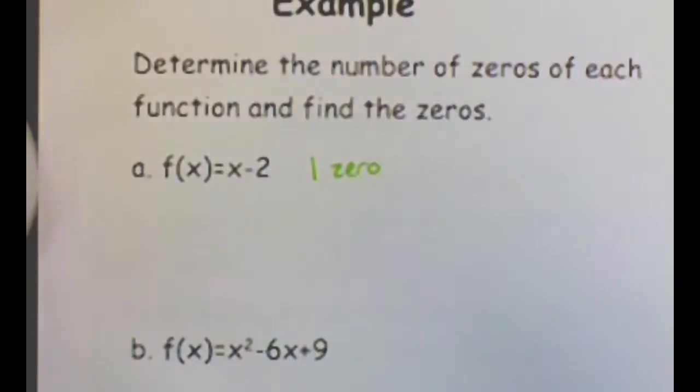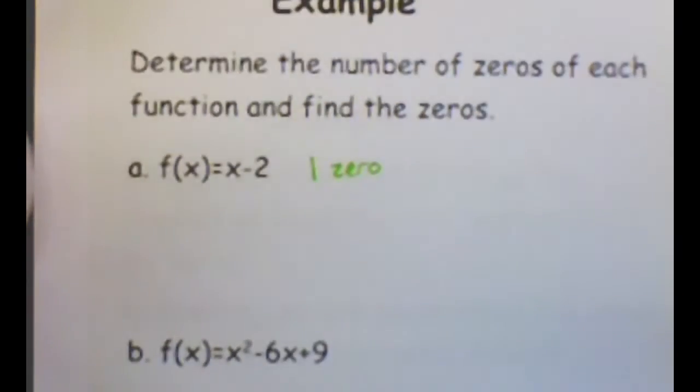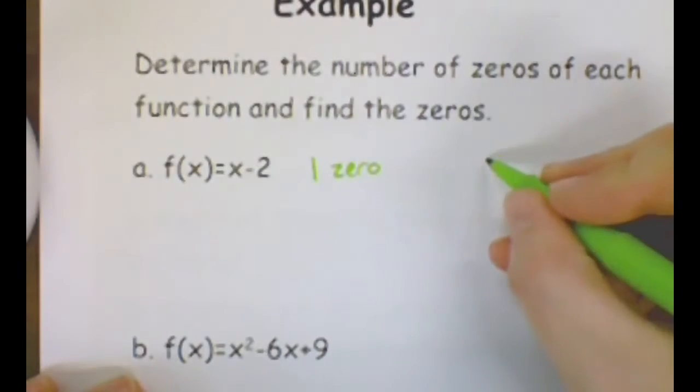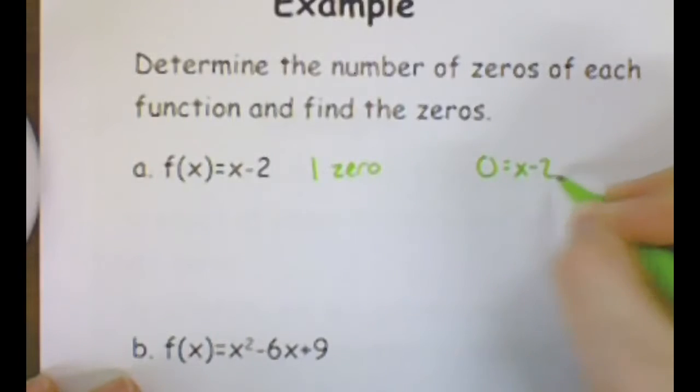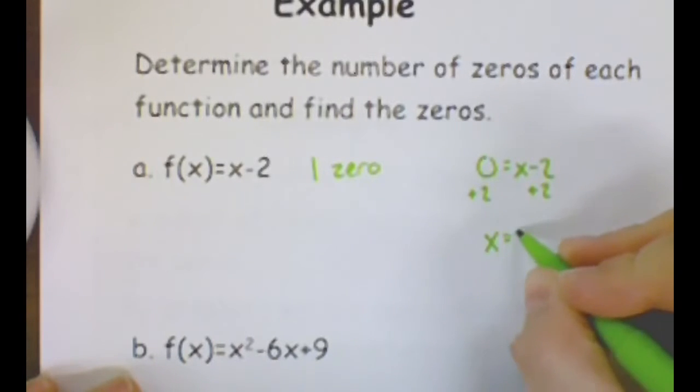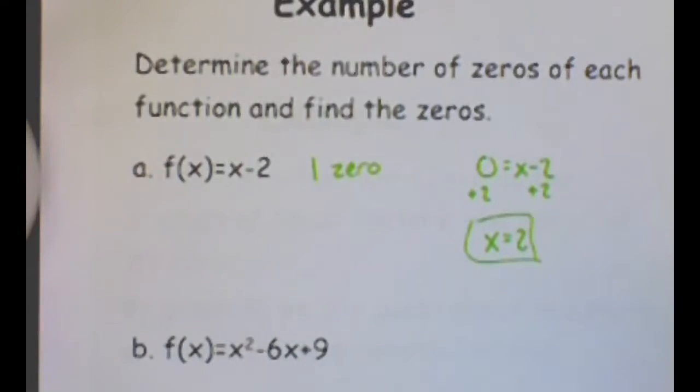To find that 1 0, this is really bothering me that it's not focusing very well. I apologize for that. Our 1 0, well, if I add 2, x equals 2 is my 1 0.